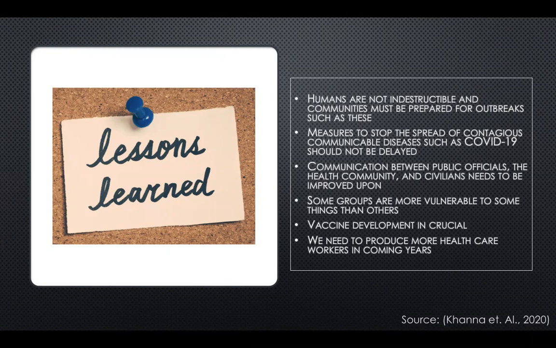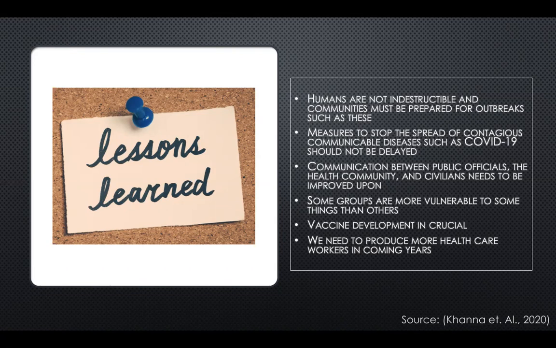Next, we need to take away from this that measures to stop the spread of contagious communicable diseases such as coronavirus should not be delayed. I think the United States and a lot of countries delayed their initial actions, and it really showed in the case numbers. Next, communication between public officials, the health community, and civilians needs to be improved upon. Like I said, there are a lot of misconceptions out there, and this goes back to the actual communication that's occurring.